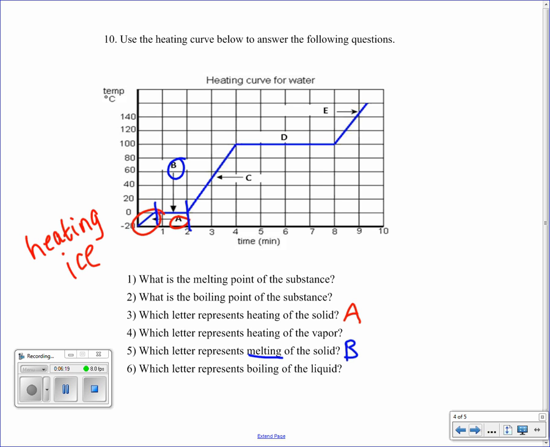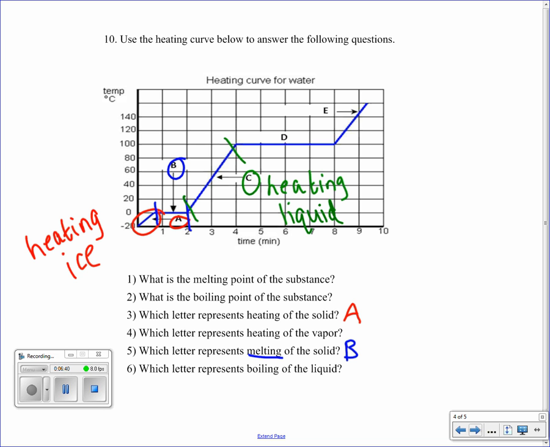Okay, then from here to here, you are now heating that liquid. You're now heating the liquid water because all of your solid has melted. So when you're heating the liquid, we don't have that on here, but that's what C is. That's not any of the questions.